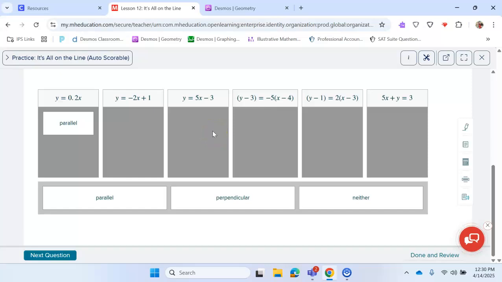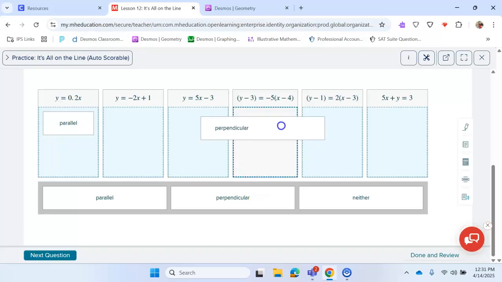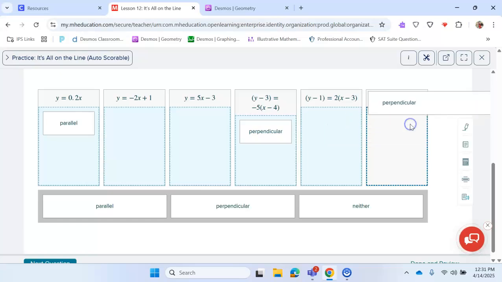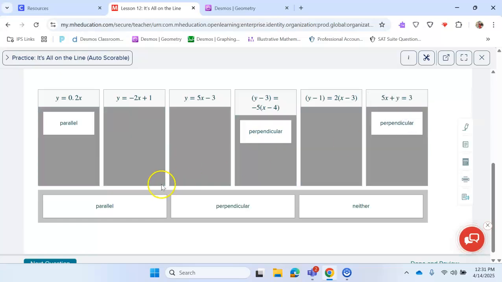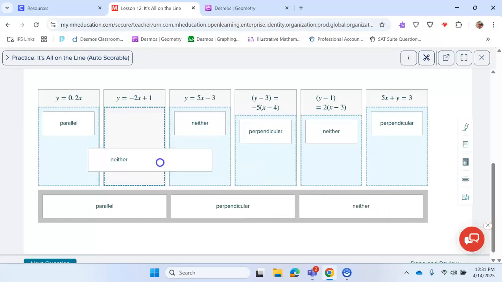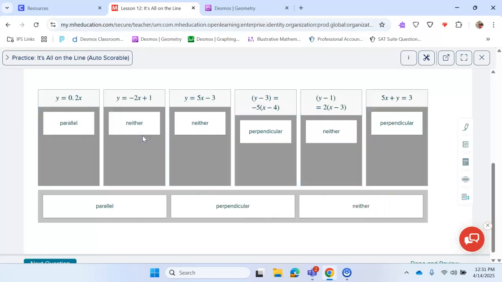If it was perpendicular, it would be the opposite reciprocal, which is -5. This one has a slope of -5. And if you subtract 5x from both sides, this one has a slope of -5, which means it's perpendicular. This one has a slope of 2, neither. A slope of 5, neither. And a slope of -2, neither.